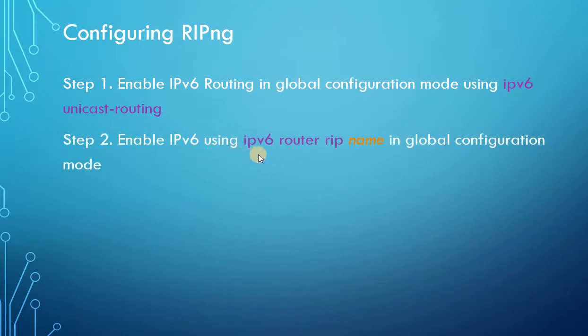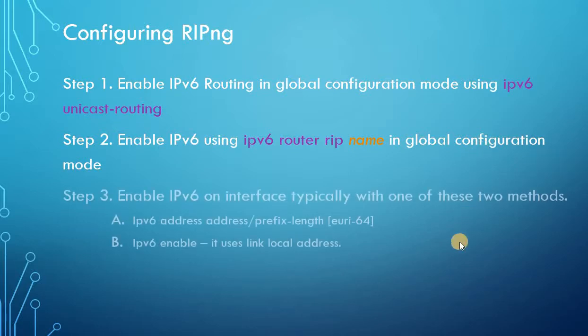Then create the RIP process in your router. You will have to use this command now. There are slight changes in the name. Earlier the ip router rip command was being used, but now it is going to be ipv6 router rip, and there is one addition: you will use a name. This will be locally significant to the router.